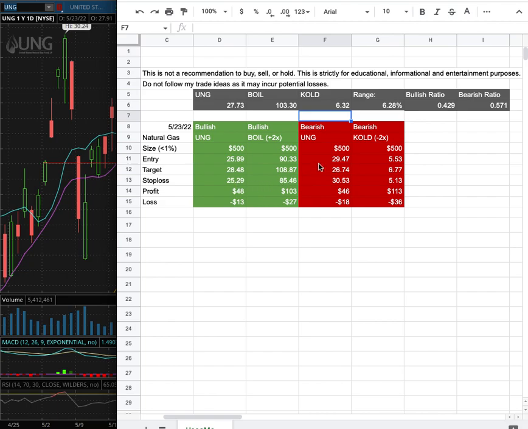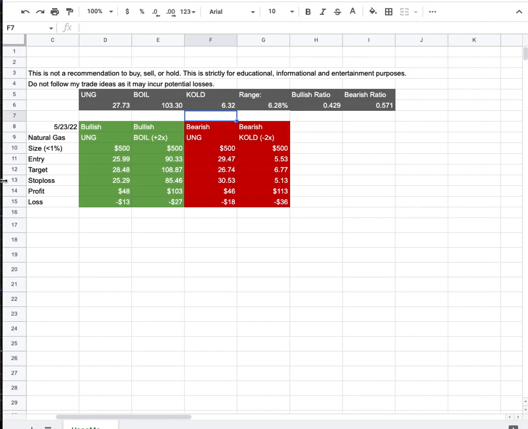However, if I were to open a short position, my entry is at $29.47. My sell target is at $26.74. My stop loss is at $30.53. So whichever entry price were to hit first, that'll be my position of the week.